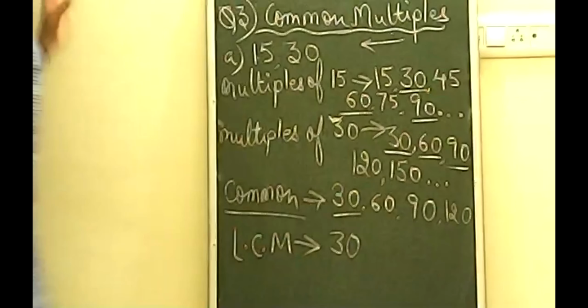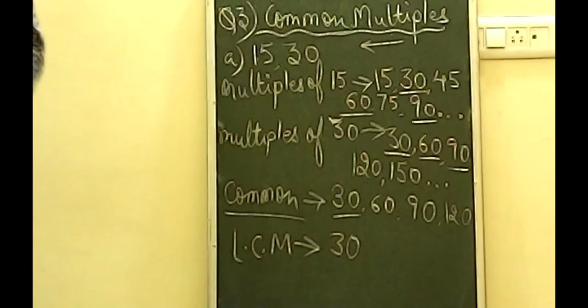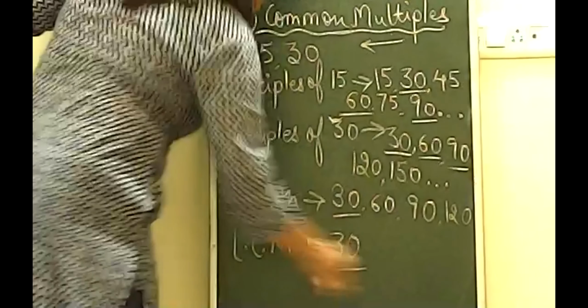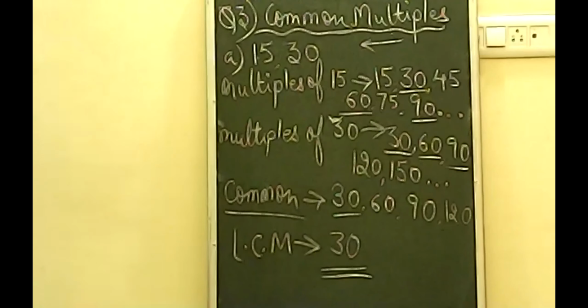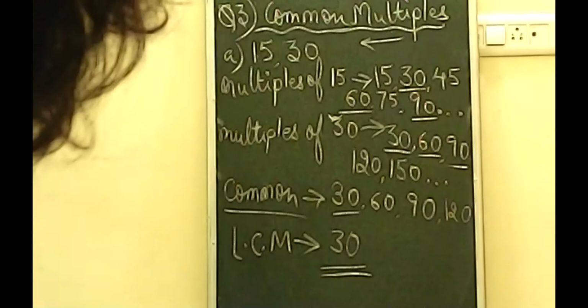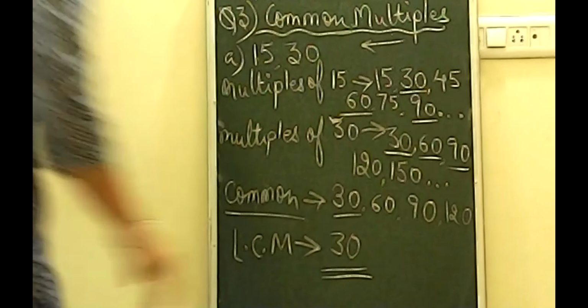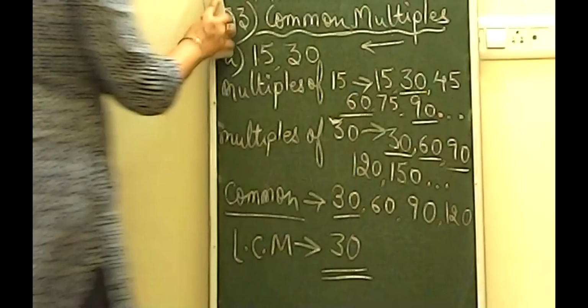The smallest number is 30. The least number is 30. The lowest number is 30. So remember, in this question, LCM is 30. Okay? LCM is 30. So students, we have completed common multiples till here.